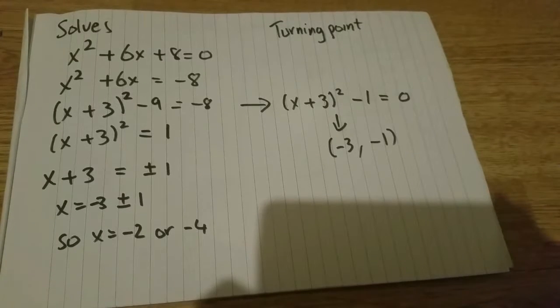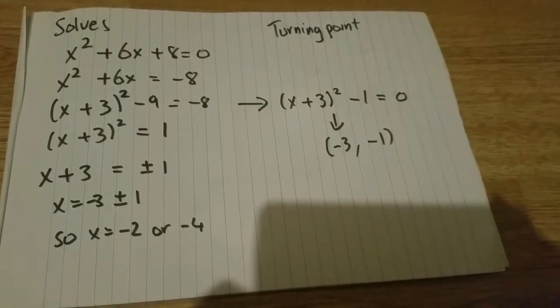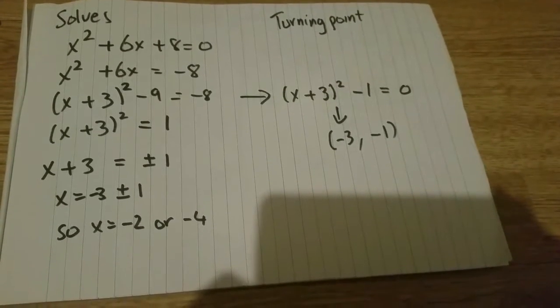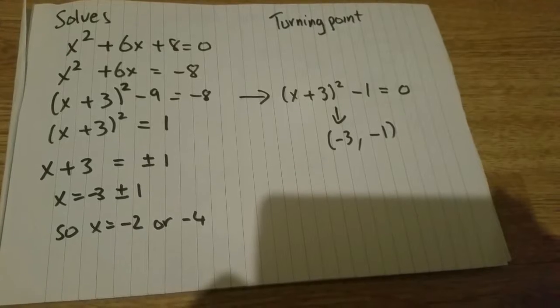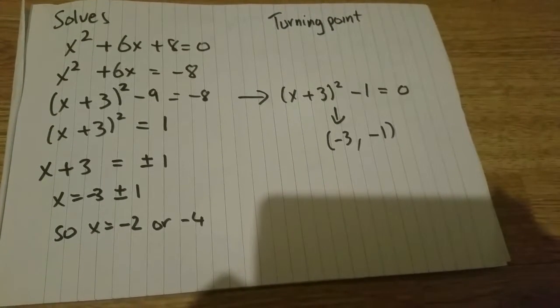To be honest, even if it was a 5x, you'd have to deal with fractions, but the method is the same. And if there's sufficient interest, I might actually do that in the next video. Show you what happens if it's an odd number, like x squared plus 7x. It doesn't actually make any difference at all.